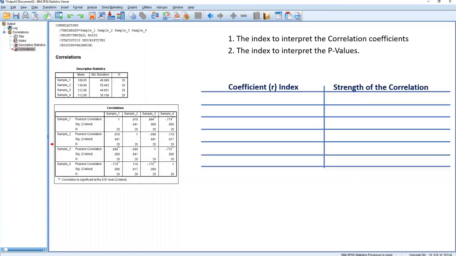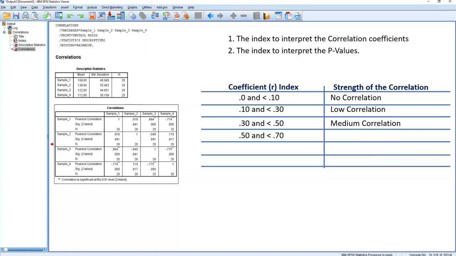Now, this is the index to interpret the correlation coefficients. If the correlation coefficient lies between 0.0 and less than 0.10, it means there is no correlation between the two sample variables. If the correlation coefficient lies between 0.10 and less than 0.30, it means the correlation between the two sample variables is low. If the correlation coefficient lies between 0.30 and less than 0.50, it means there is a medium correlation between the two sample variables.